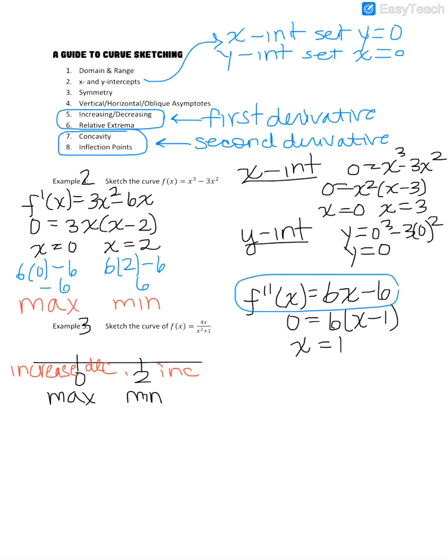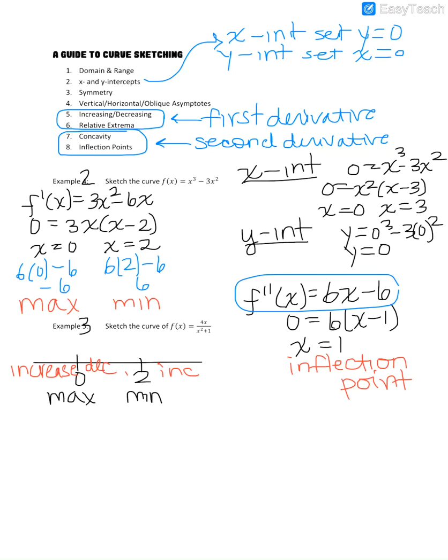All right, let's go over here to the second derivative, x equals 1. That is an inflection point. So remember, our second derivative, if we find it equal to 0, that's an inflection point, okay? So what that means is, at that point, the graph is changing from concave up to concave down, or from concave down to concave up. It's changing at that point, okay?